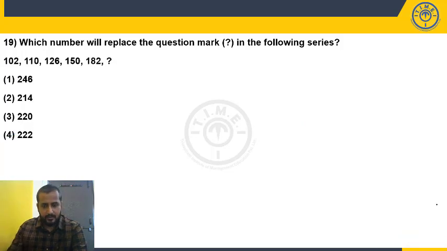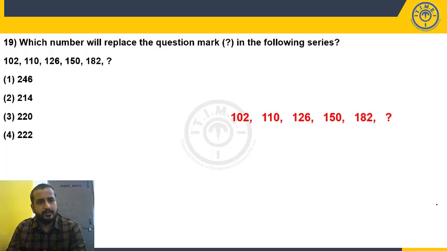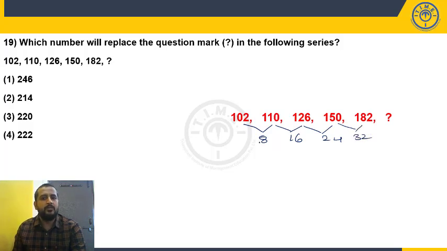Next. 102, 110, 126, 150, 182. Okay. Numbers are increasing gradually. So let's check it. Difference is 8. Difference is 16. Okay, I got the logic. Difference 24 and difference 32. What are these numbers? Multiples of 8: 8 ones, 8 twos, 8 threes, 8 fours.